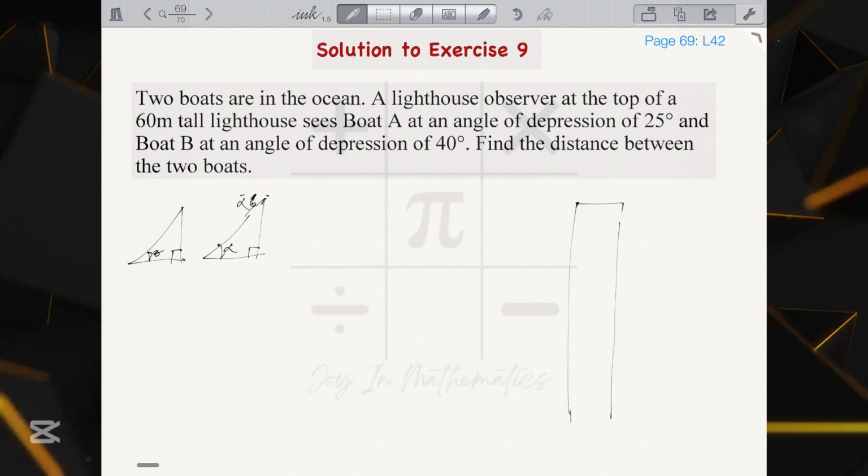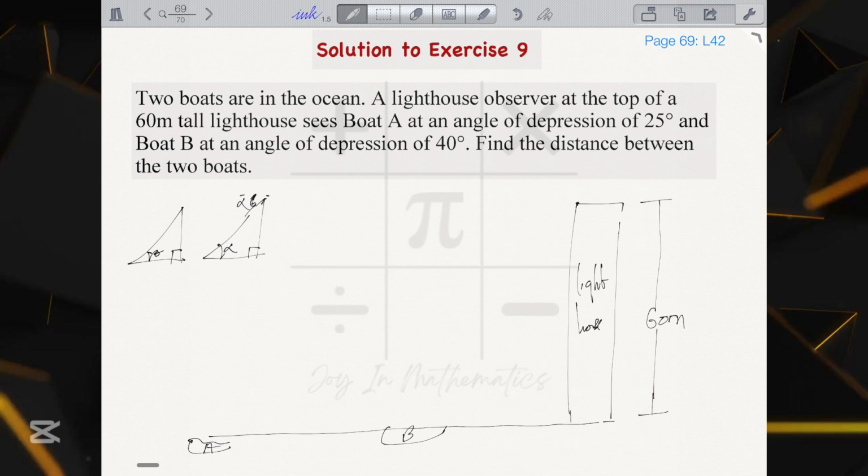and we can call this lighthouse. It's 60 meters tall, and we have two boats at the base of the lighthouse. We have boat A and also we have boat B. So for ease, anything concerning boat A, we will use maybe a blue pen, and anything concerning boat B, we'll use a red pen.